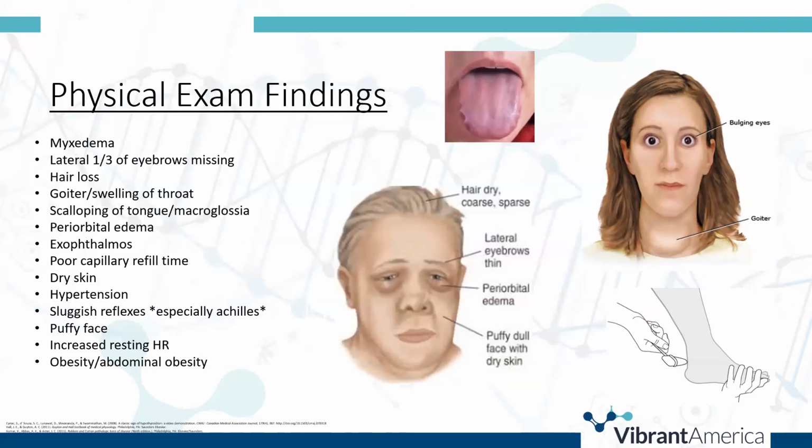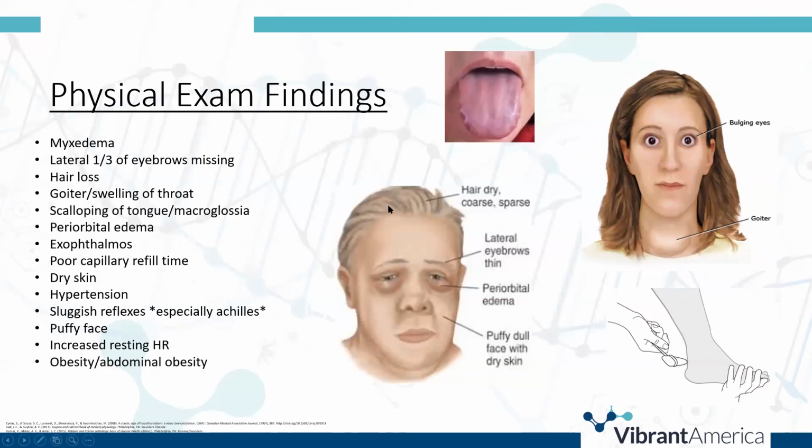Now, one thing we see with hypothyroidism is scalloping of the tongue and macroglossia. So when they stick out their tongue, it will be scalloped on the edge, kind of like a pie crust. And they'll almost always say their tongue feels too fat for their mouth. So we all know people who have this periorbital edema, those really big bags under their eyes that never go away, no matter how much sleep they get or what cream they use or what they're doing. Now, exophthalmos, that is referring to these bulging eyes, and that's certainly more commonly seen with hyperthyroidism.